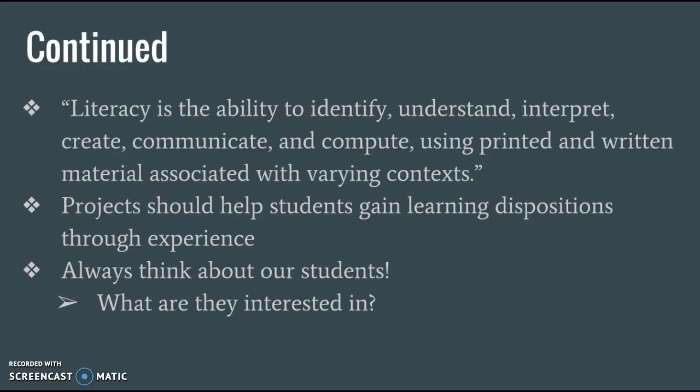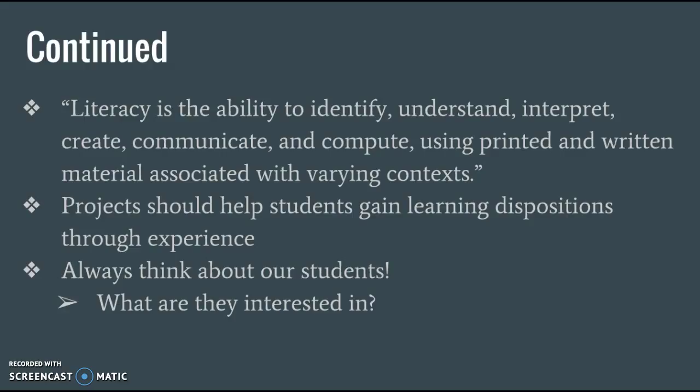Chapter 3 also discusses the importance of learning dispositions. Learning dispositions are characteristics and traits we want students to acquire but cannot necessarily teach. Some of these traits include motivation, courage, curiosity, and so many more. And projects should help students gain these learning dispositions. Projects are beneficial because students are learning through experience.